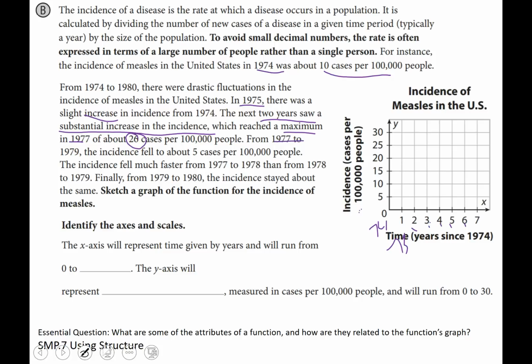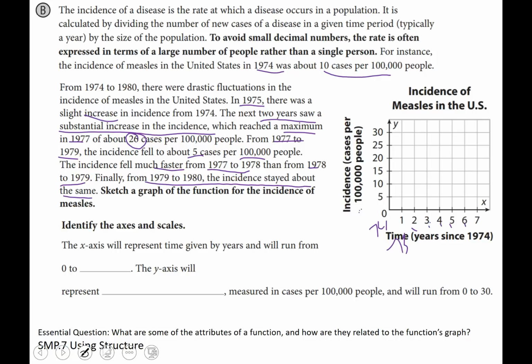From 77 to 79, the incidence fell to about 5 cases per 100,000. So that might be some kind of minimum value that we could mark on there. The incidence fell much faster from 77 to 78 than from 78 to 79. Finally, from 79 to 80, the incidence stayed about the same.